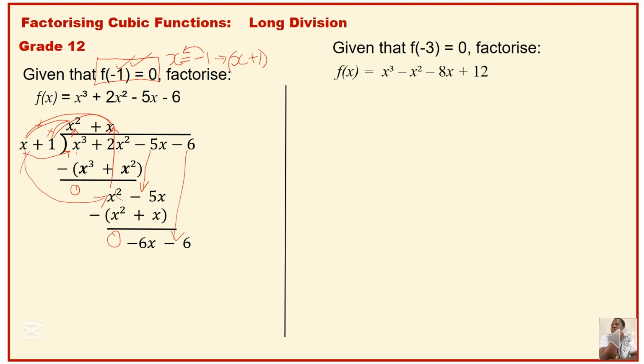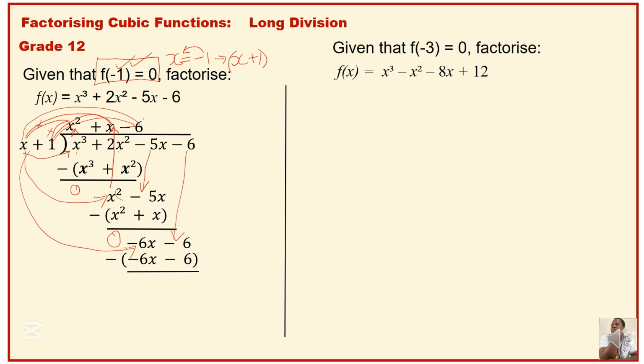X dividing into negative 6x, that will give me an answer. The answer that I get, I write it up there, so that will be a negative 6. Then that negative 6 multiplies x and multiplies 1, writing the answer under the bottom 2 terms that I have. So minus 6 times x, I get minus 6x. Minus 6 times 1, I get minus 6. Then when I'm done, I subtract them.